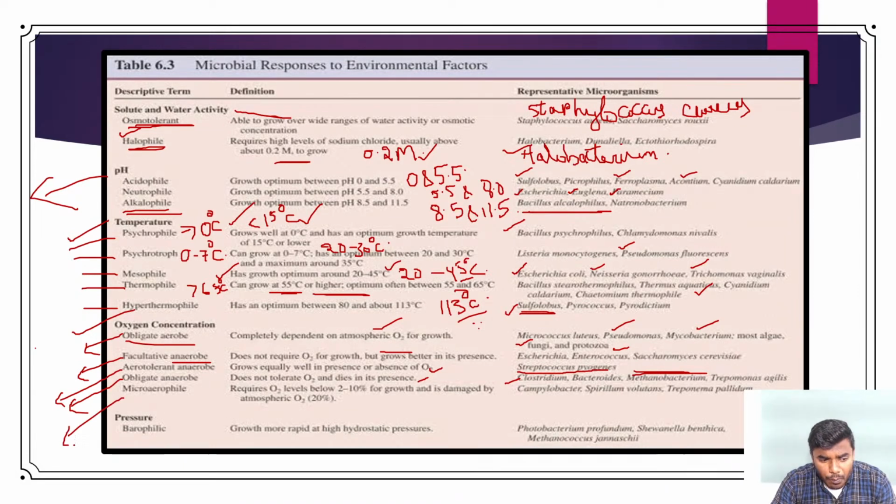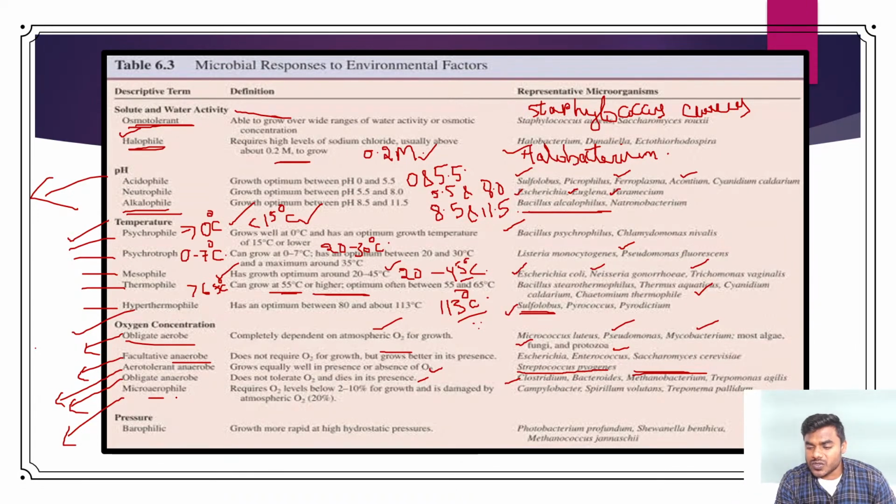Next one, microaerophile. Micro, very low concentration. Aero, oxygen. See, I am not saying that, friends, they do not require the oxygen. They require the oxygen, but the condition is, friends, they require a very small amount of the oxygen. If oxygen is more, once again they will die. See the condition. If the oxygen level is higher, they will die.